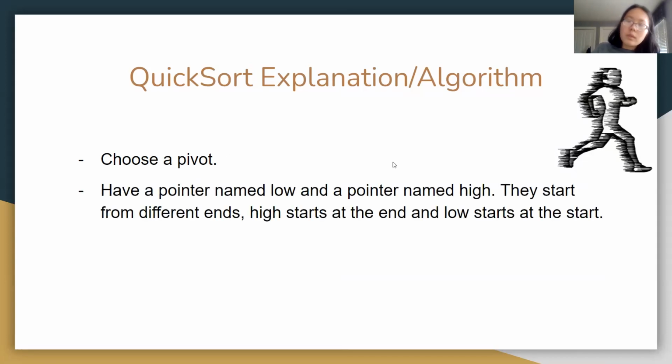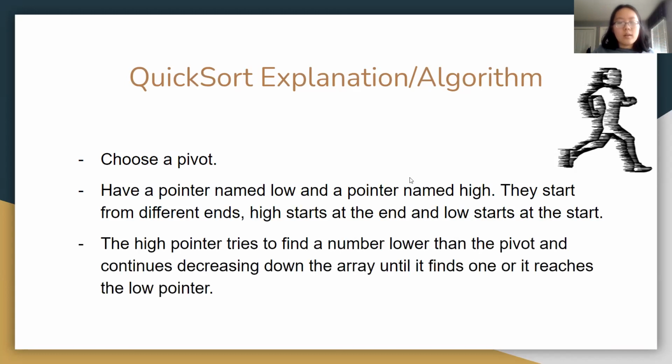We have a pointer named low and a pointer named high. By pointer, I just mean a variable that points to that index. It's not anything special. I just call it a pointer, but essentially it's a variable that points to a particular index. We have these pointers, and they start at different ends. The high pointer starts at the very end of the array, and low starts at the very start of the array.